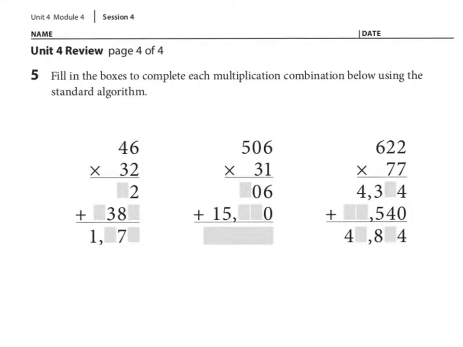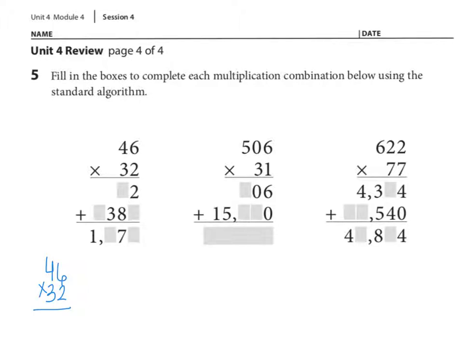Moving on to number 5. Fill in the boxes to complete each multiplication combination below using the standard algorithm. So if it's easier for you, you can always solve the standard algorithm to the side and then fill in the boxes. That's what I'd possibly recommend. Or as a student said, they even write over the boxes.